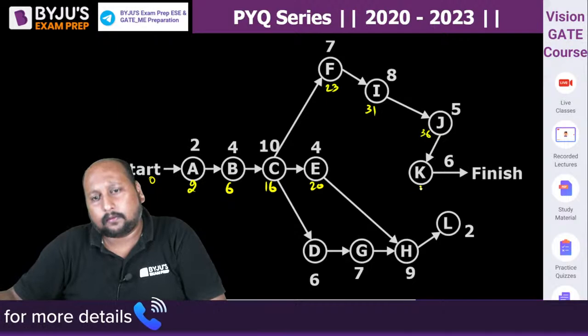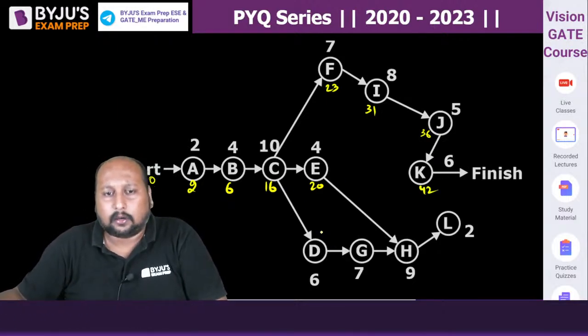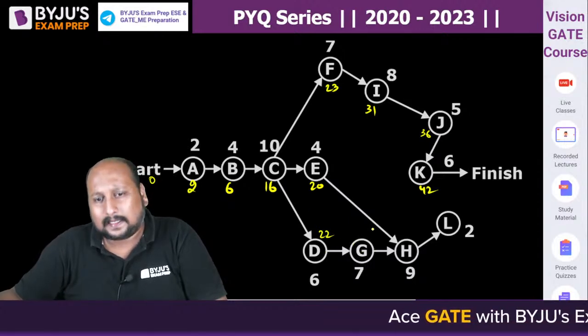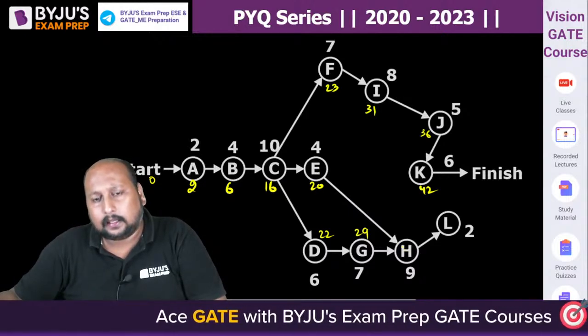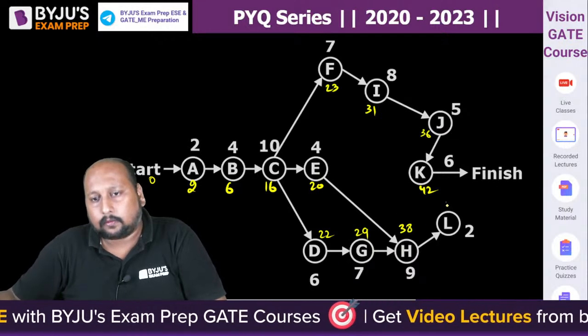36 plus 6 is 42. Okay, over here 16 plus 6, that is 22. 22 plus 7 is 29. 20 plus 9 will be 29. 29 plus 9 is 38. 38 plus 2 is 40.